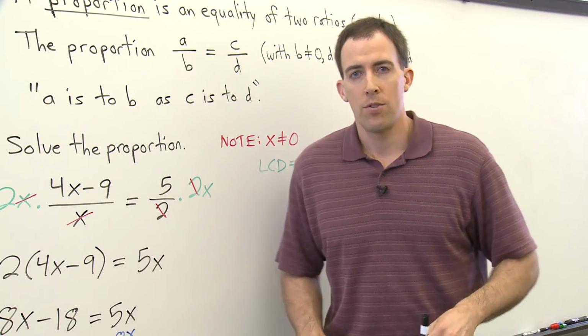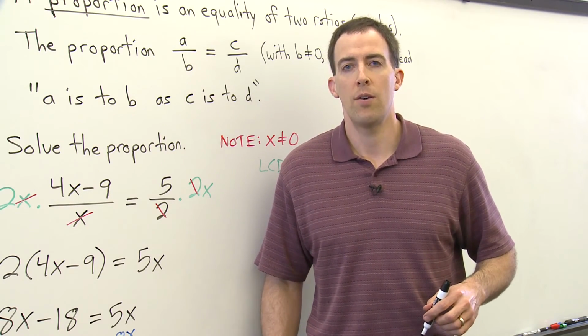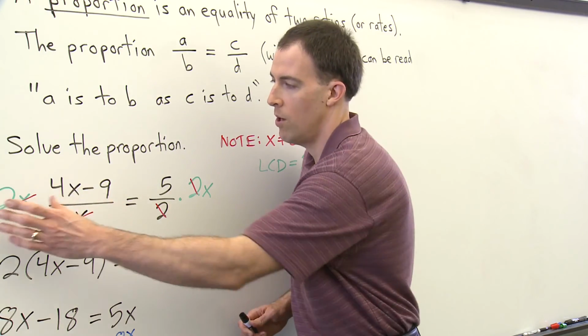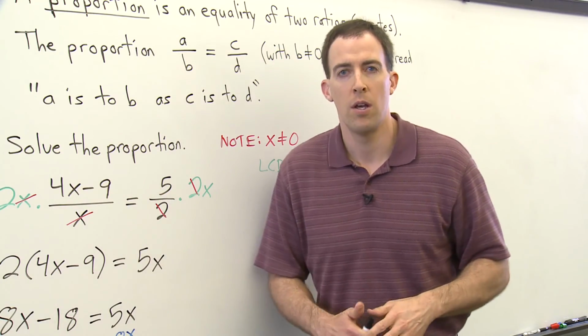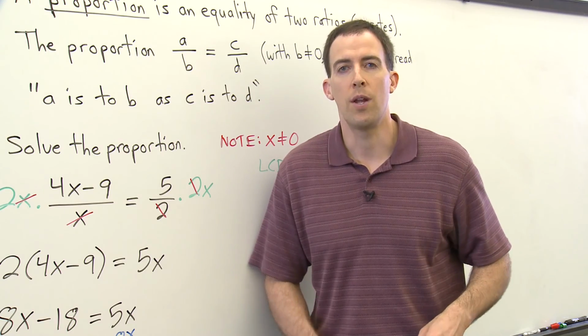That technique works for solving proportions, but it only works for proportions. It doesn't work for rational equations in general that have more than one term on either side of the equation. So this technique that I've showed you works for all rational equations, including proportions.